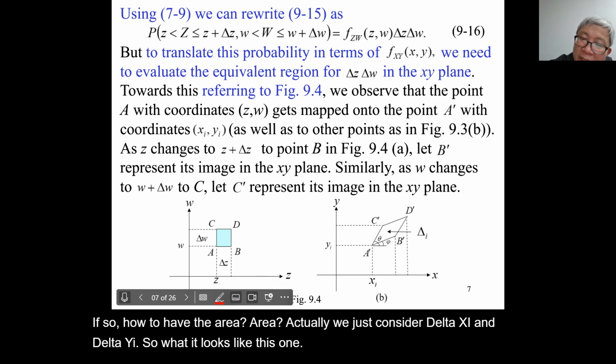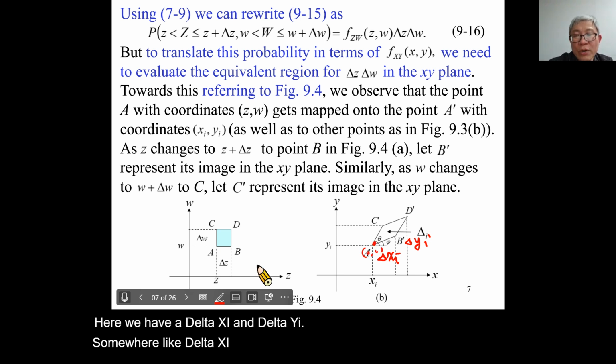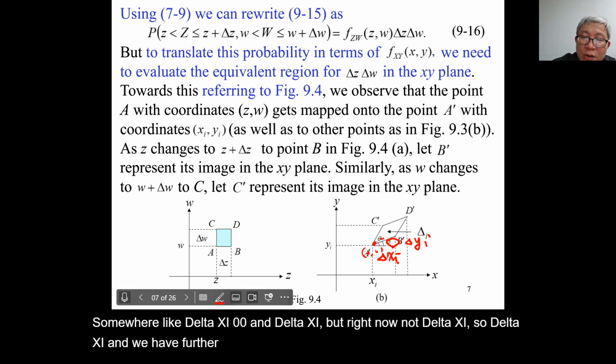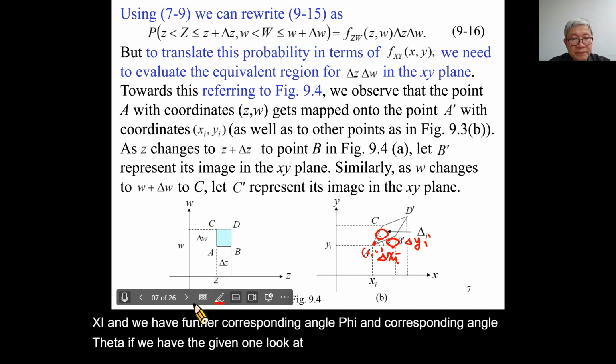Here we have delta xi and delta yi. Something like delta xi, 0, 0 and delta xi. But right now it is not delta xi. And we have the corresponding angle phi and the corresponding angle theta. If we have the given one, look at this.